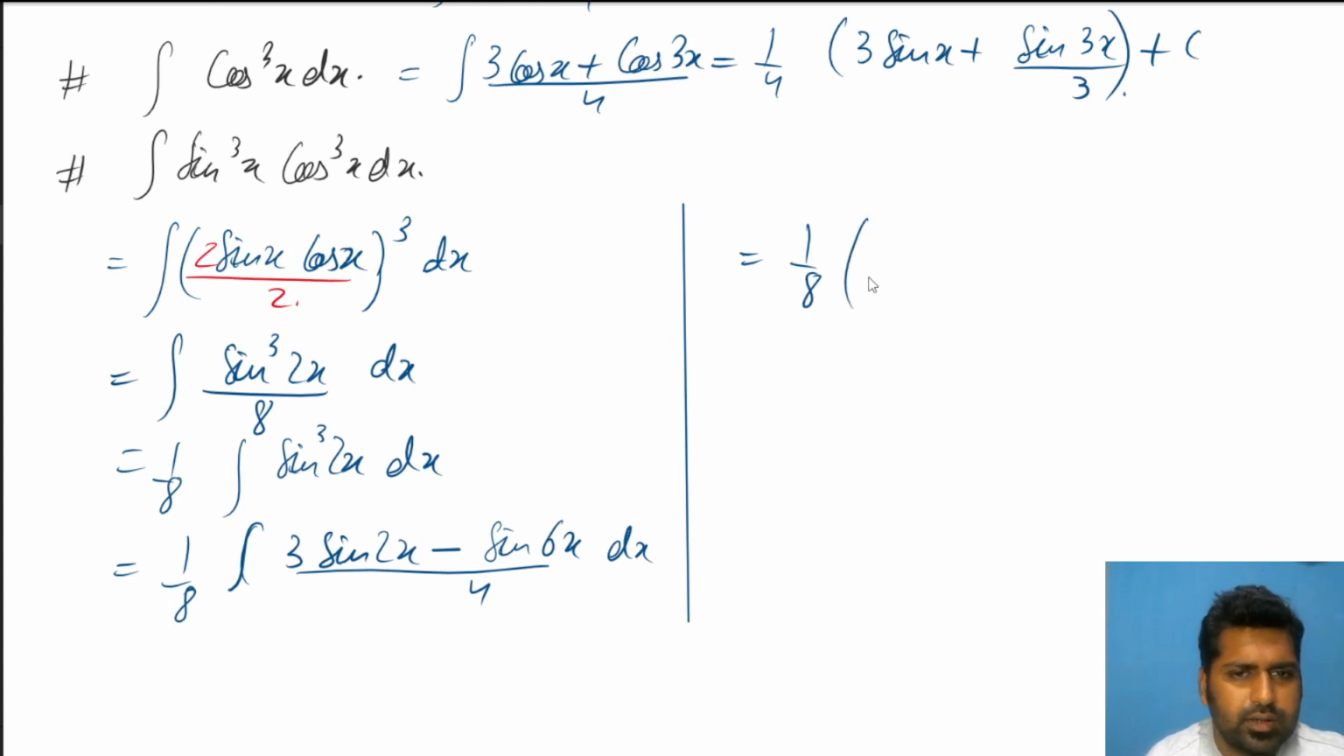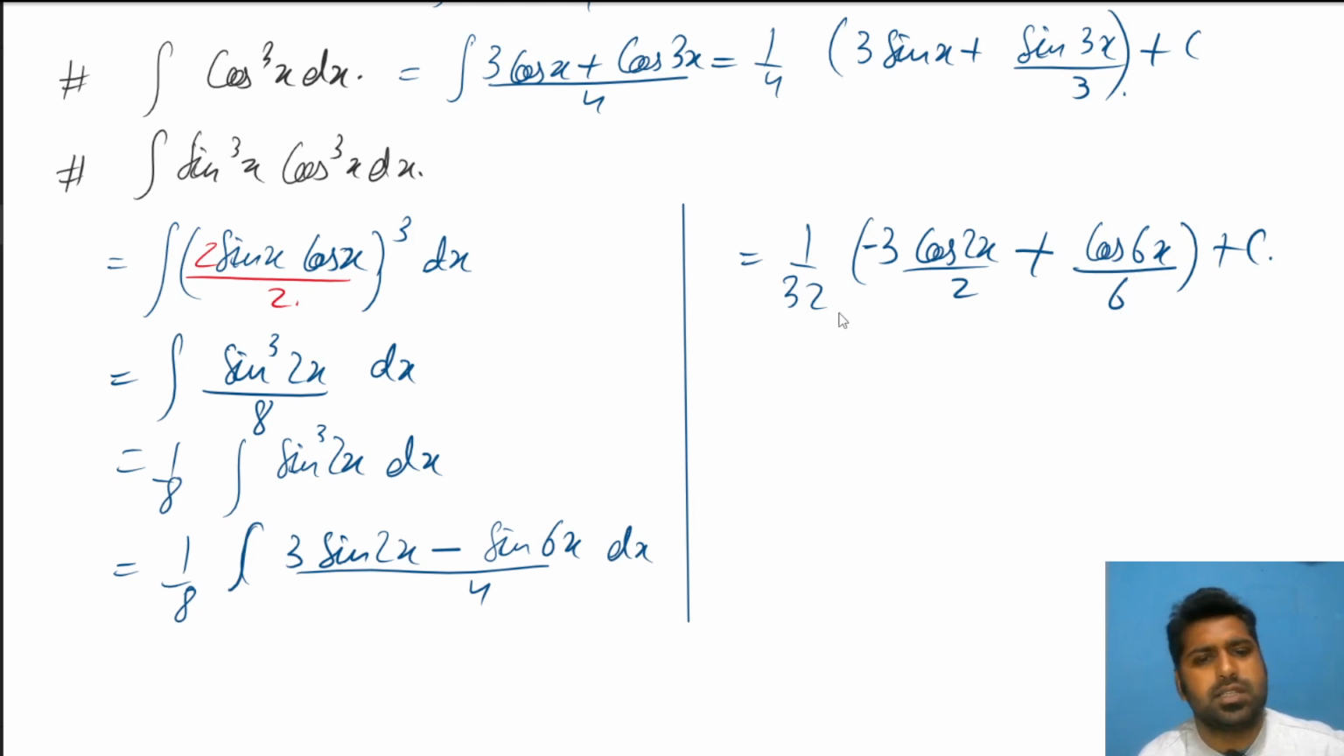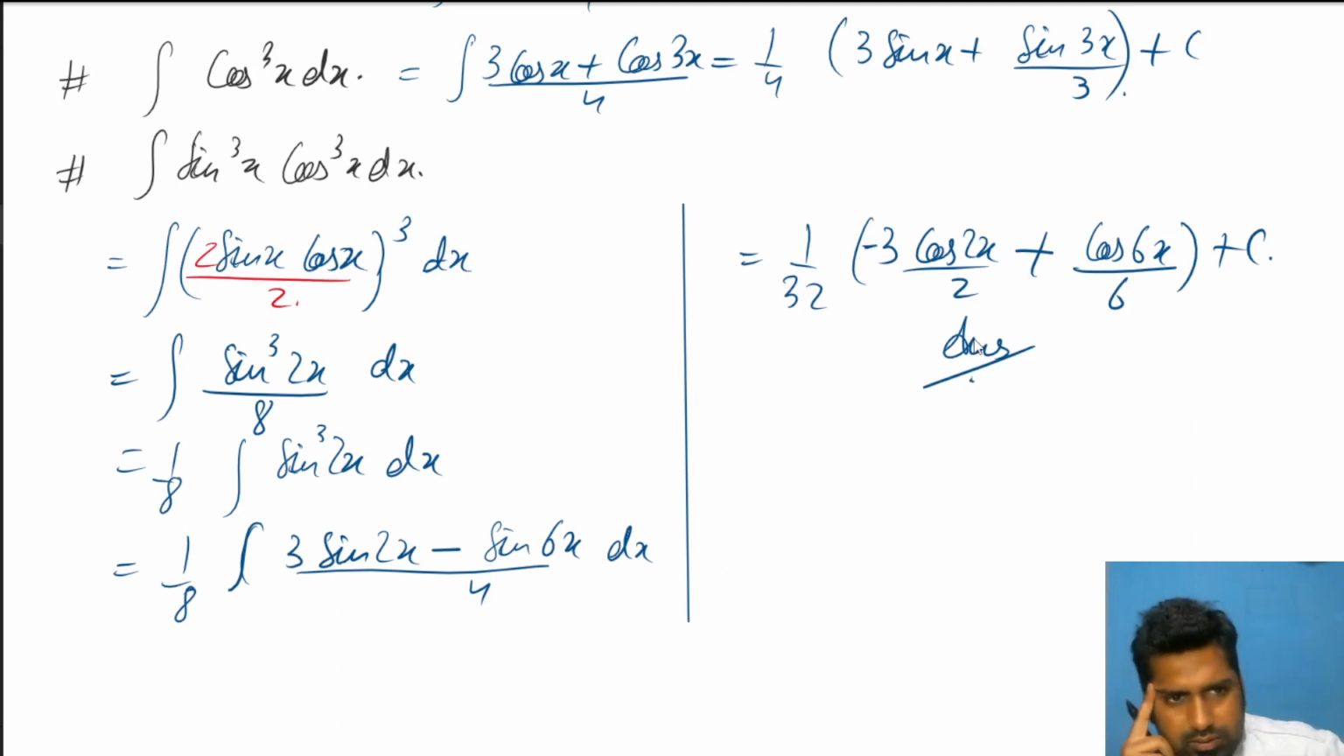So this will become 1 by 8, the final answer effectively. I can combine this now, 8 and 4, 32. Integration of 3 sine 2x is minus cos 2x and then the coefficient of x, and again negative cos 6x with another negative becomes positive upon 6 plus c. So minus 3 by 2 cos 2x plus 1 by 6 cos 6x plus c. 1 by 32 is outside. This is your answer.